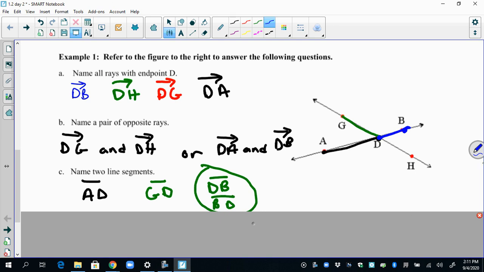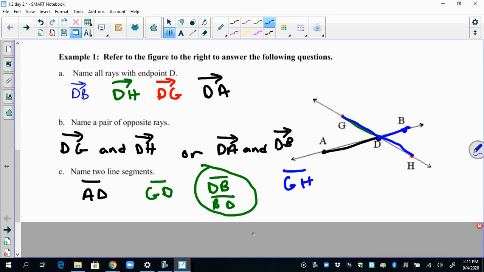You could also, here's another one. You could go from G to H. That's a segment that's in that picture. Segment GH. All sorts of options.